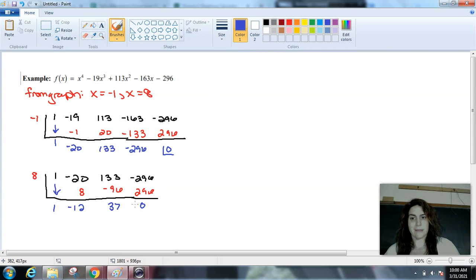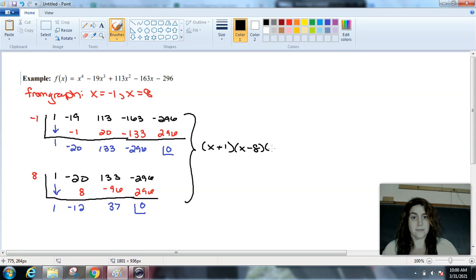Now, I can't do anything from there. That's all I could do. Those are the only 2 values I got from the graph. I can try to attempt it, but 37 is a prime number, so I can't factor that any further. So I can put those together. A -1 comes from x plus 1. A +8 comes from x minus 8.